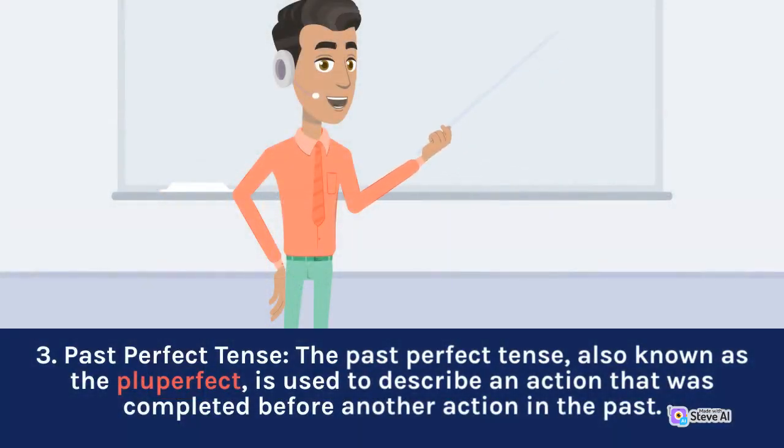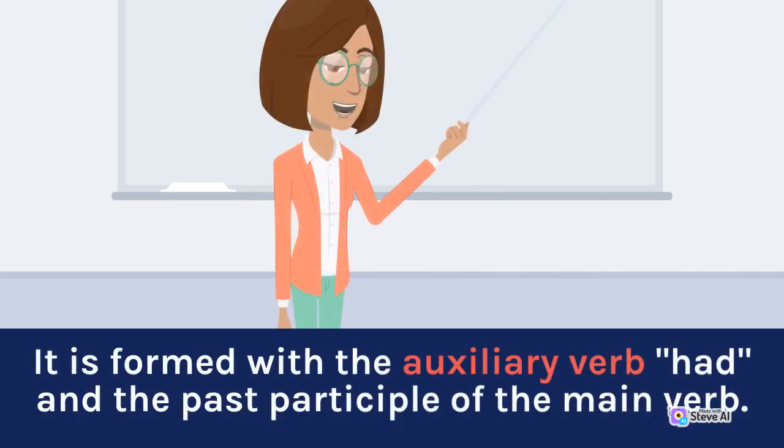3. Past perfect tense. The past perfect tense, also known as the pluperfect, is used to describe an action that was completed before another action in the past. It is formed with the auxiliary verb had and the past participle of the main verb.